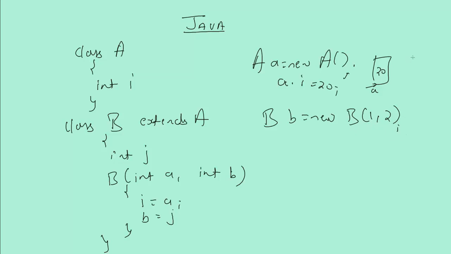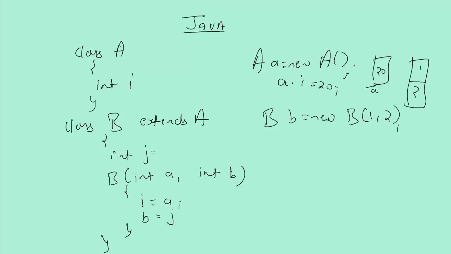What has happened? One more memory got allocated referred by variable b, and the values of I and J would have been 1 and 2. No issues still here. When I try to print SOP of b dot i, 1 will be printed, b dot j, 2 will be printed, respective values will be printed.